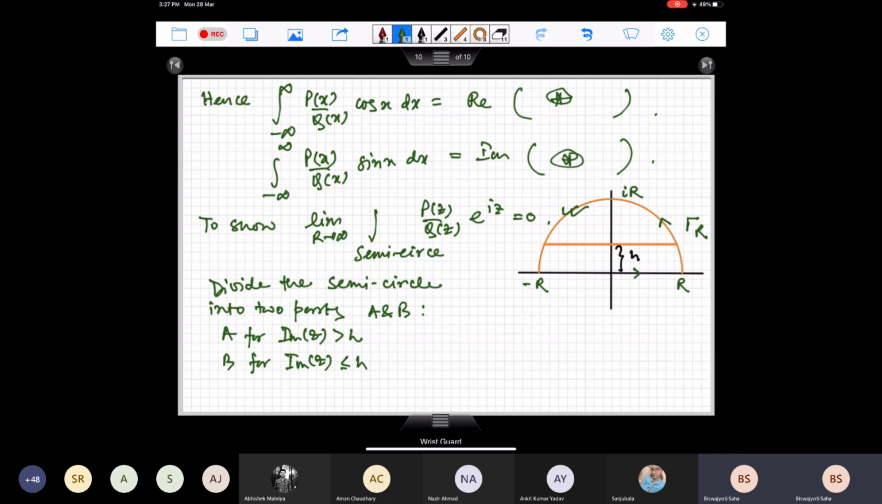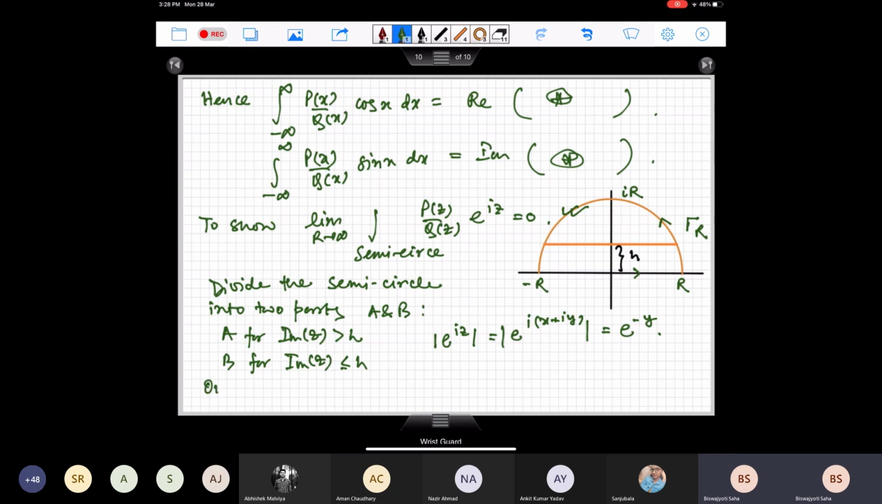So what's the advantage of doing this? The advantage is the following. What's the absolute value of e^(iz)? You can write this as e^(ix+iy), and therefore this is nothing but e^(-y). So if your imaginary part is bigger than something, then this function e^(iz) in absolute value is actually bounded. Okay, so what do I have over here?